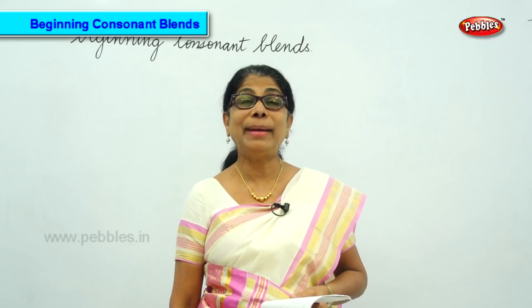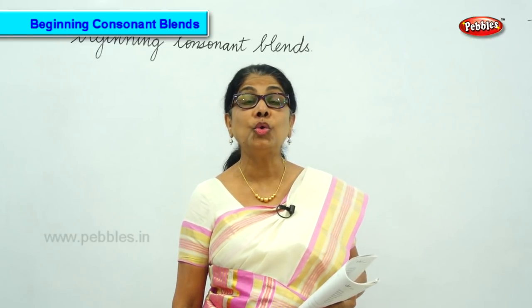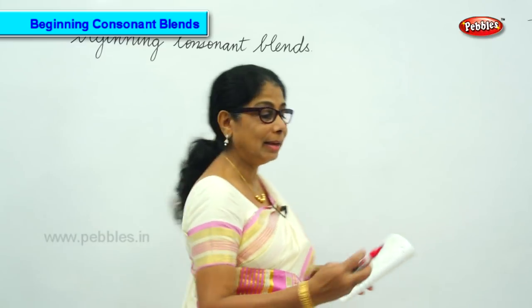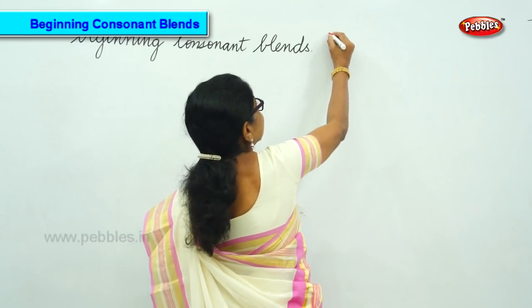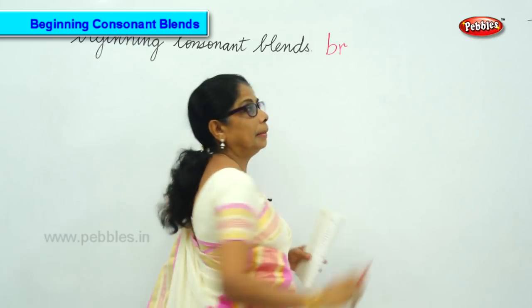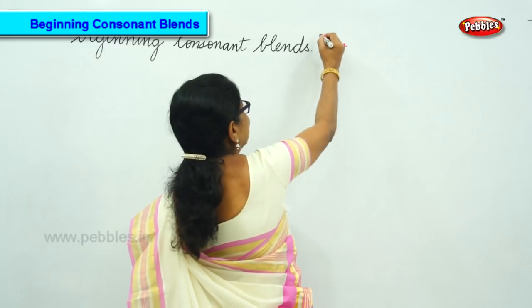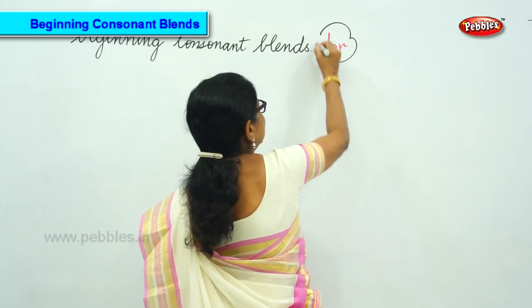The next blend we are going to do is B and R together. Broom, bring, like that. B and R together. Bra, branch, bring, brought. A lot of words are there, okay? So this is the first one we are doing.